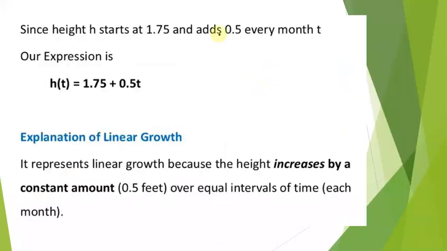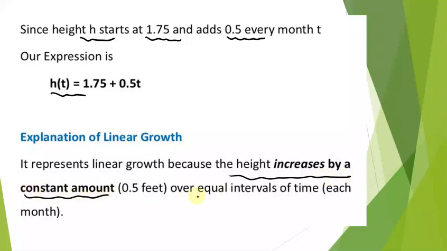So, starting with a height of 1.75 and adding 0.5 every month, we can express the height h of t as 1.75 plus 0.5t. Now, this represents linear growth because the height increases by a constant amount over each interval of time. Got it? This is how we are doing all the exercises in this part. We will check whether it is linear growth or linear decay, and we will represent it in a linear equation, and we will proceed. I hope it's clear for you.